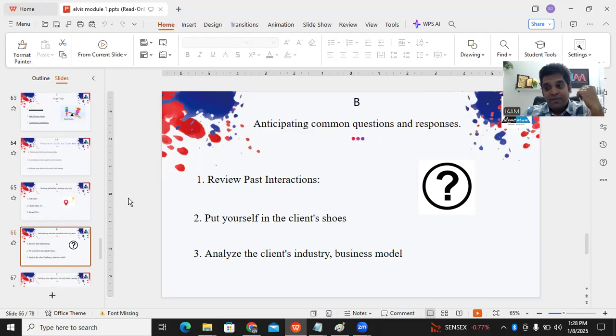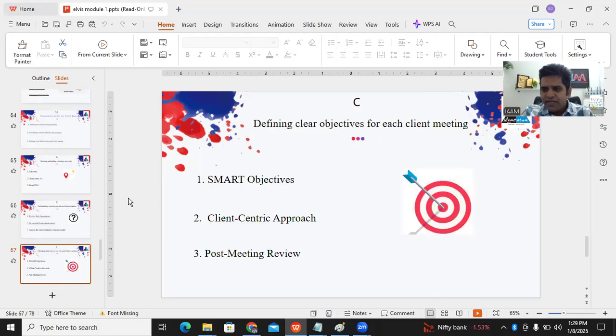Even before getting into a meeting, they should understand what is the client's industry he's coming from, what is his business model. Because basically it's a puzzle that the provider and the consumer both are trying to fit. They're trying to fix a picture. Then the next one is, guys, SMART objectives.